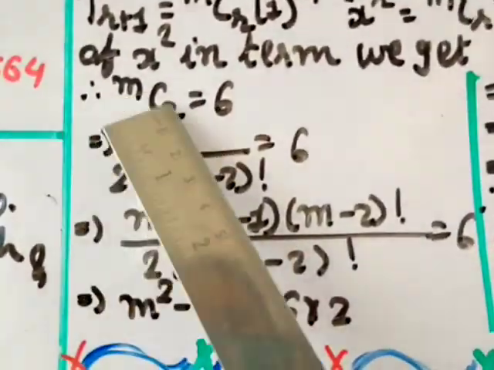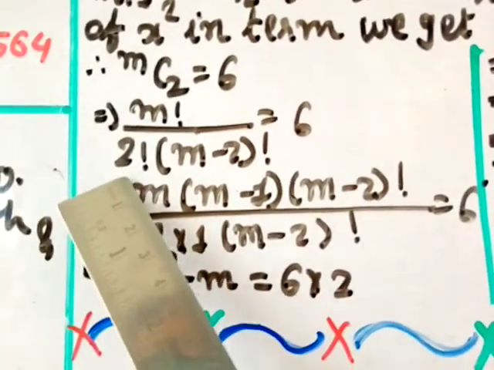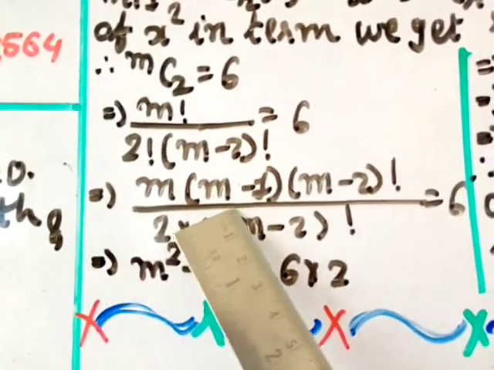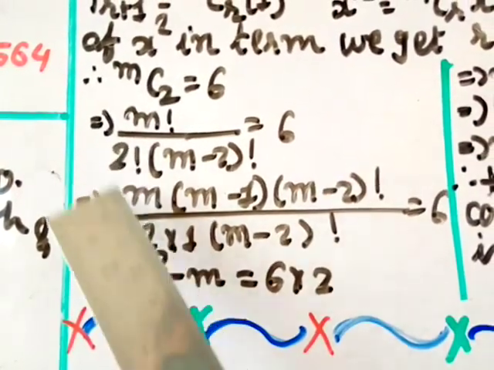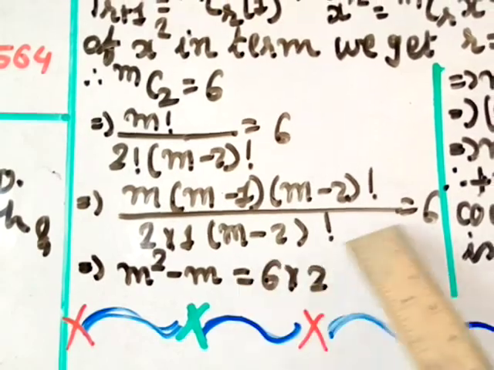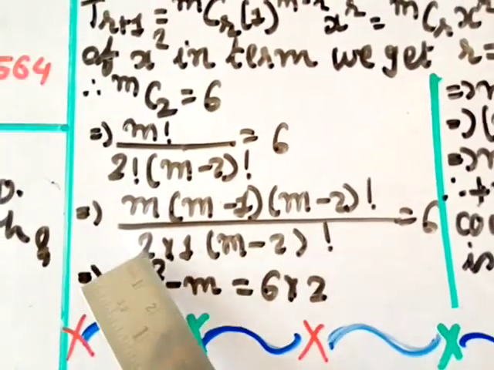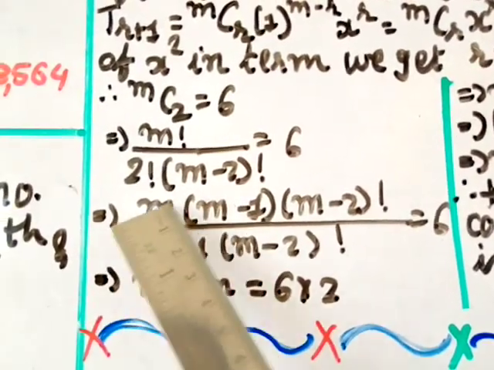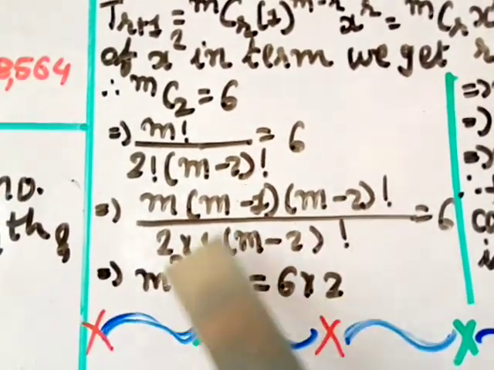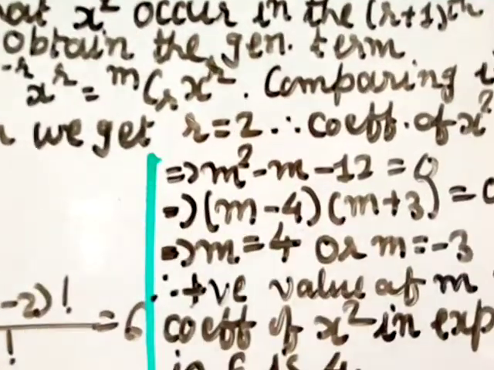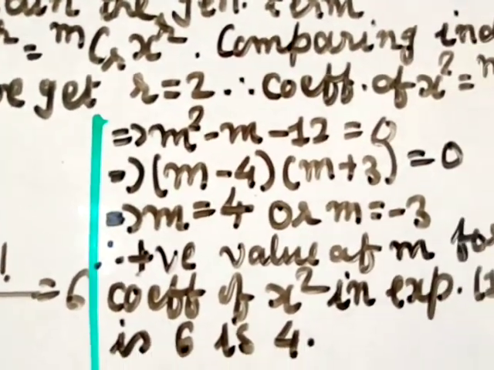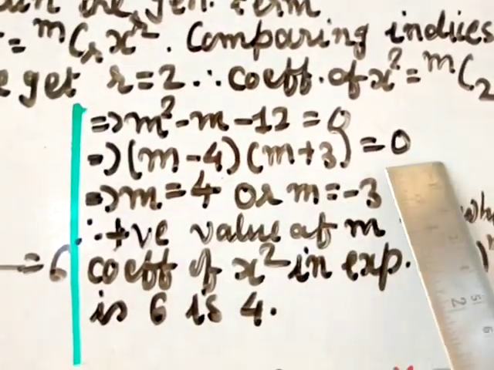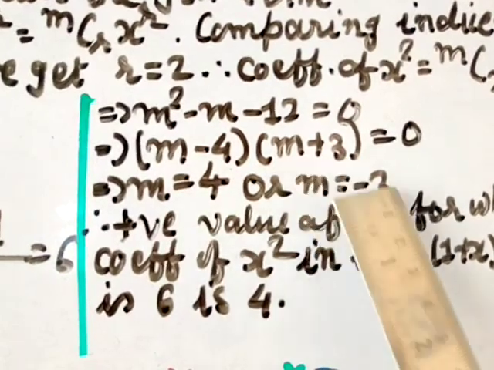Now this m C 2, using the formula, you can write m factorial divided by 2 factorial (m minus 2) factorial equal to 6. This m factorial can be written as m into (m minus 1) into (m minus 2) factorial divided by 2 factorial, 2 into 1, (m minus 2) factorial as it is, equal to 6. This you can cancel, right? And these two you can transfer and multiply with 6, and multiply inside, so m square minus m. 6 into 2 is 12, that you transfer over here, so it gives you negative. So you get m square minus m minus 12 equal to 0. Split the middle term, the factors will be (m minus 4)(m plus 3) equal to 0. That means from here the m value is 4 and here the m value is minus 3.